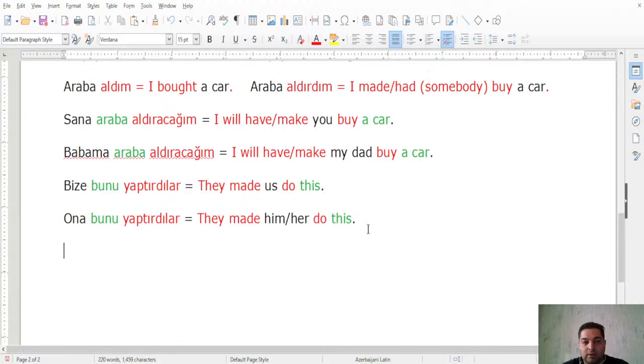Okay, I'll copy it at the end. Before copying your example, let me also modify the sentence again and make this, for example, anneme. Anneme bunu yaptırdılar. They made my mom, right?